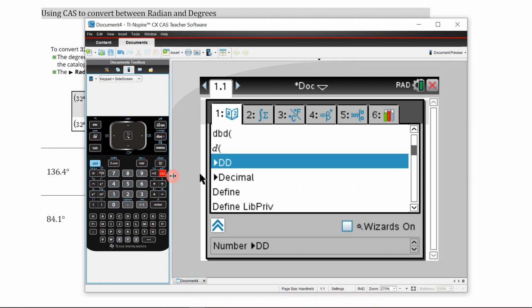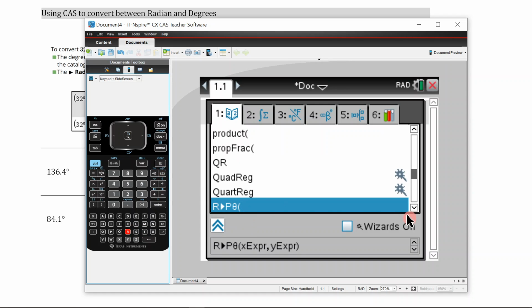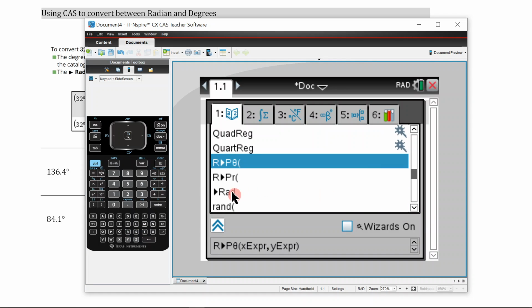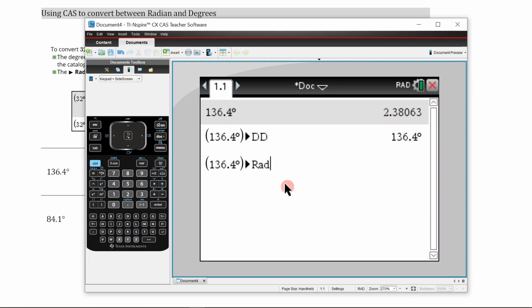We hit there, we want radians. So you hit R. Where's R? There it is. Then we scroll down a bit. There it is, rad. You hit rad, hit enter, and there's our answer right there, 2.38063. The other one we wanted is 84.1.